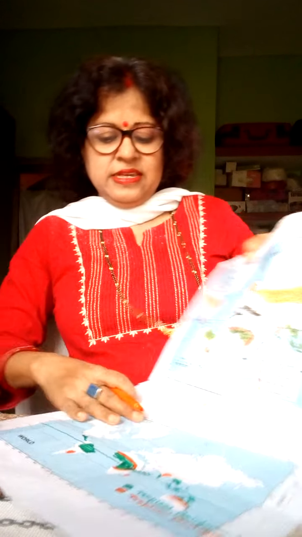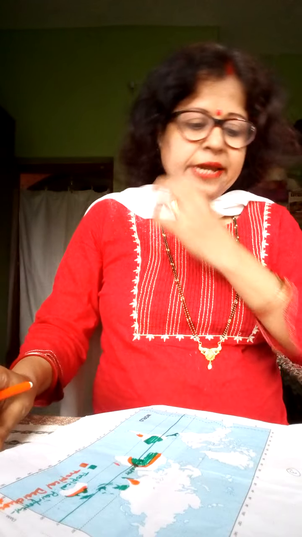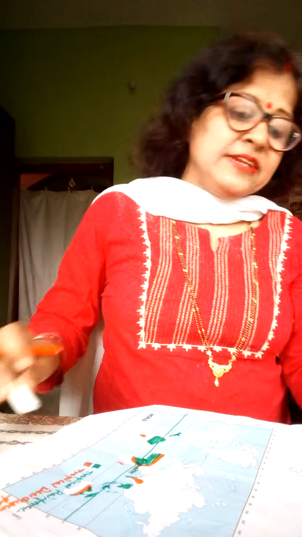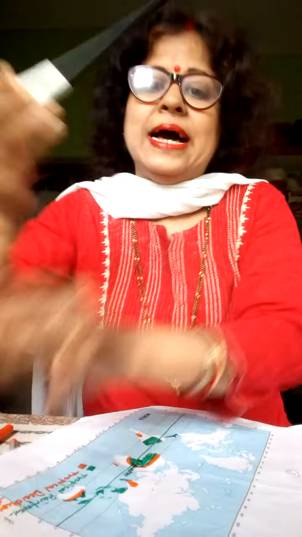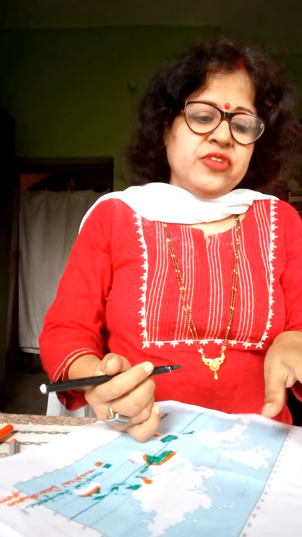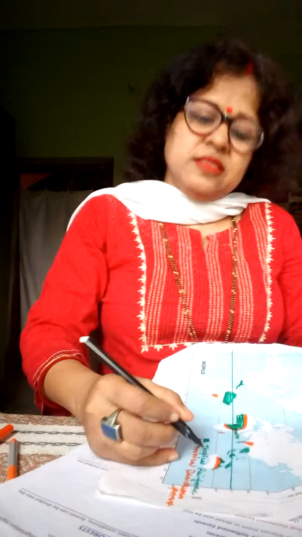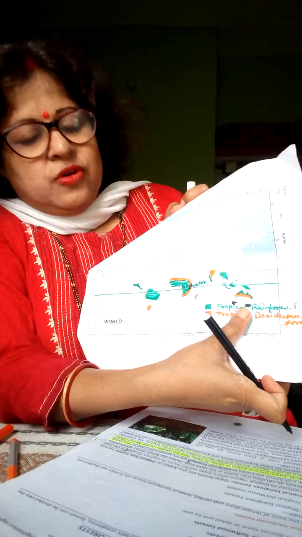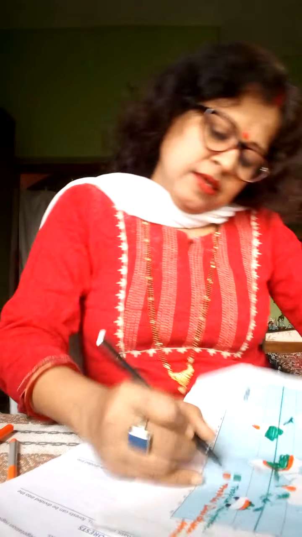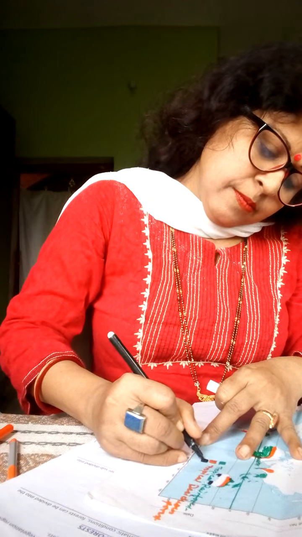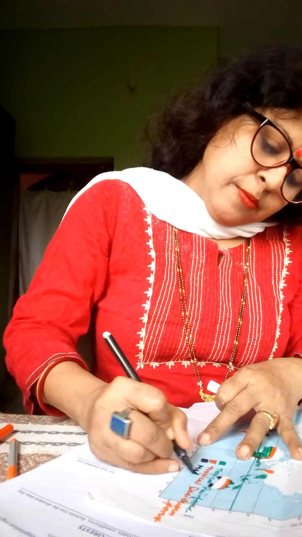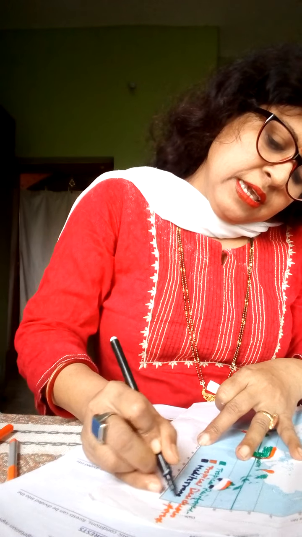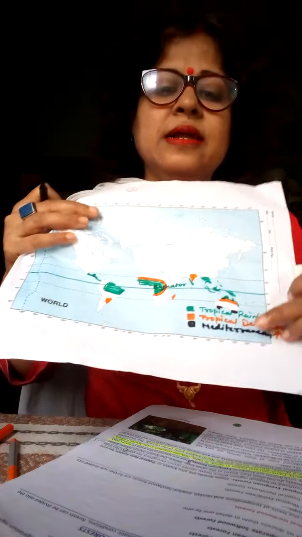You can see it. And now it's turn to Mediterranean forest. I'll use black color for showing Mediterranean forest. These two places of Australia. I'll make key. Black color is showing for Mediterranean forest.